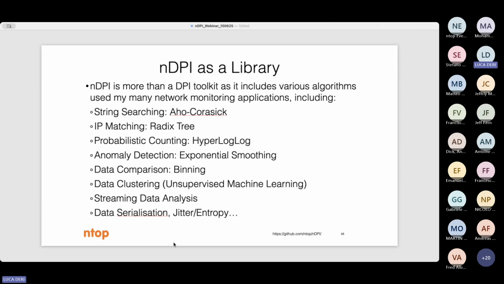It's a library that provides a basic layer on top of which a monitoring application or networking application can sit. These are some of the algorithms that are implemented by this library. So you can imagine that there are many more.